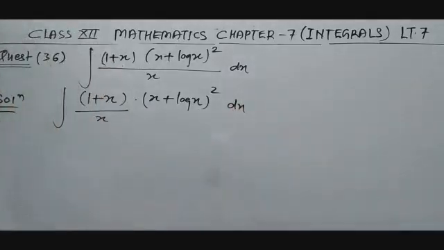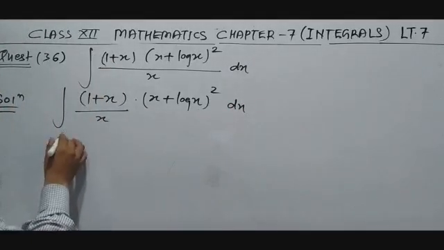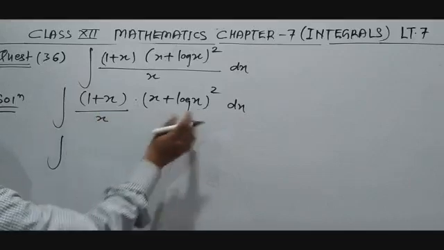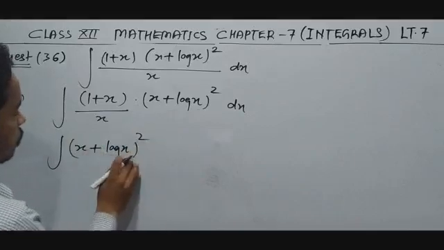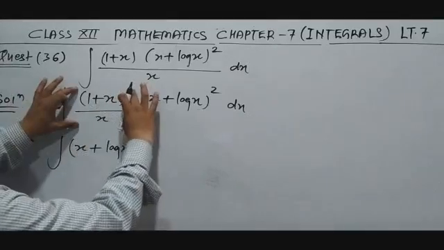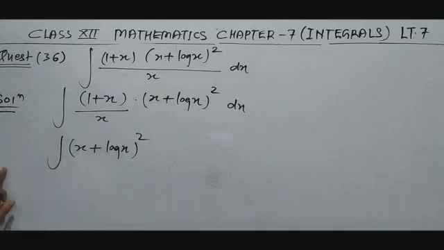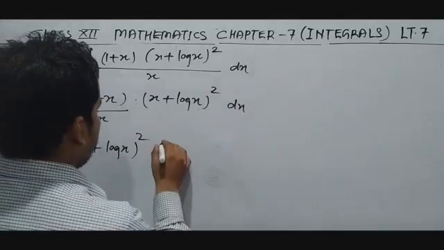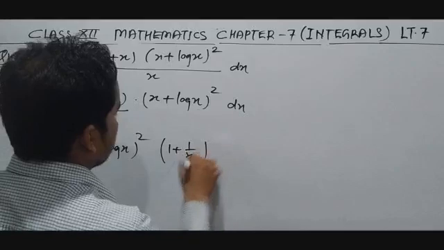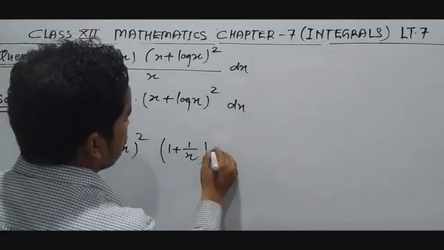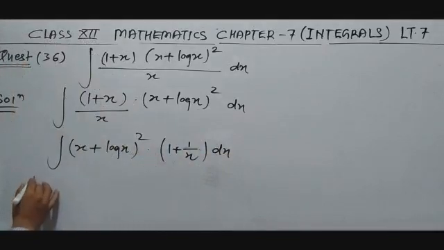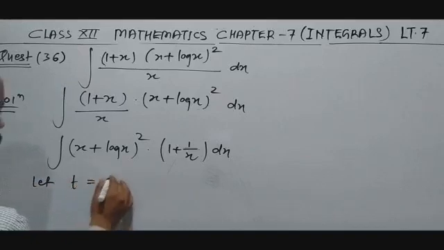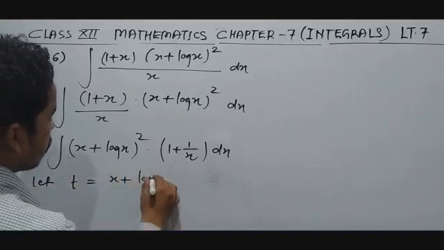So now this whole expression can be written as (x plus log x) whole square, and this 1 plus 1 by x, or (1 plus x) whole upon x, can be written as 1 plus 1 by x, and dx. So let t is equal to x plus log x.